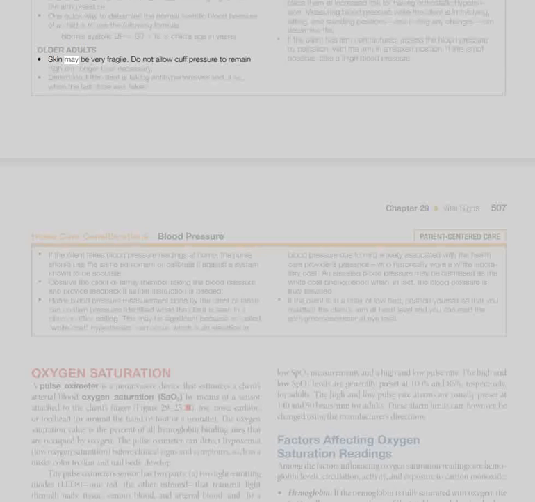Older adults: skin may be very fragile. Do not allow cuff pressure to remain high any longer than necessary. Determine if the client is taking antihypertensives and, if so, when the last dose was taken.